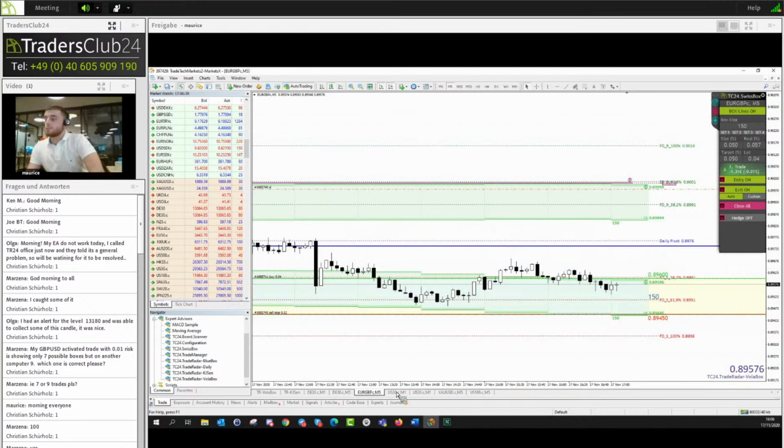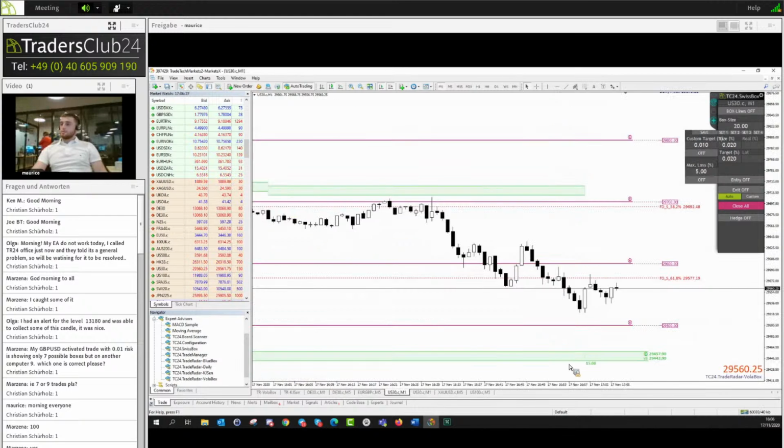Might be a while, especially for this Euro GBP. To be honest, if it comes out of the box, I will close it. We're currently in the first trade anyway, as I don't want to be sitting here all night waiting for it to close. US 30. Not the most exciting day, I have to say. I was really hoping for a bit more movement.